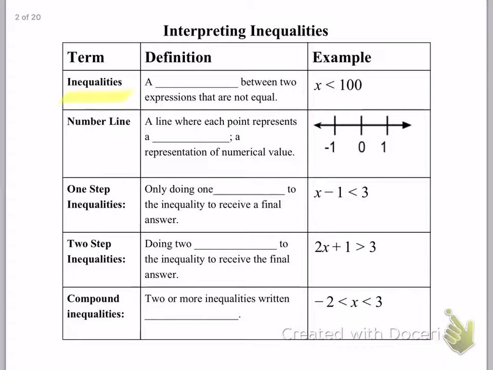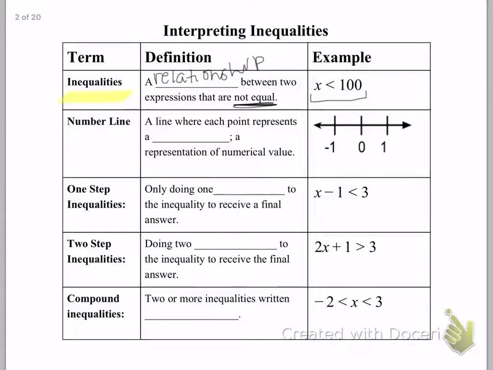So an inequality is a relationship between two expressions that are not equal. That's the biggest difference between equations and inequalities, is these two are not equal. So our example here is we have x and 100. You're comparing those two with that inequality symbol. So x is less than 100, but it's okay if you don't know that because we're going to talk about that here soon.